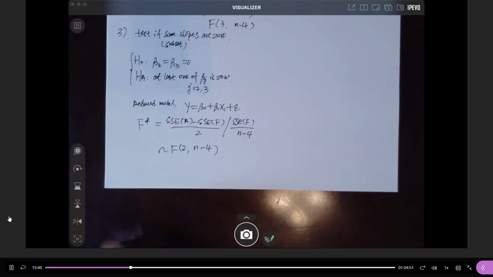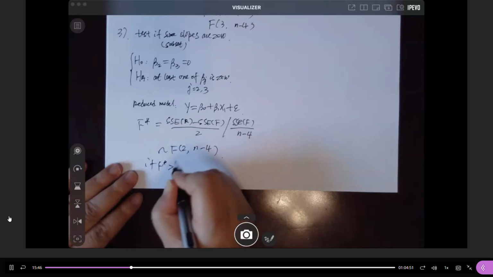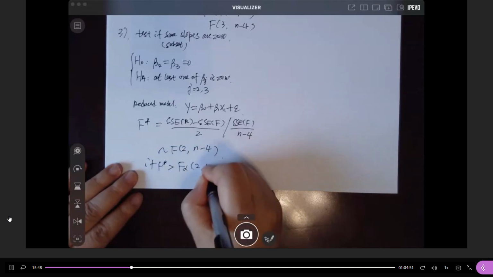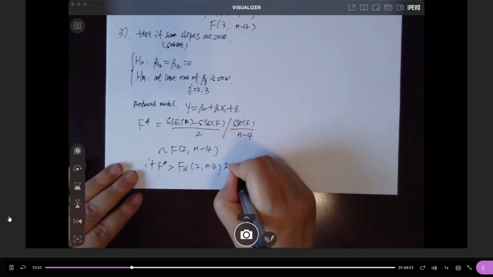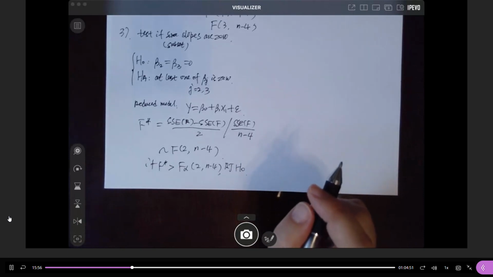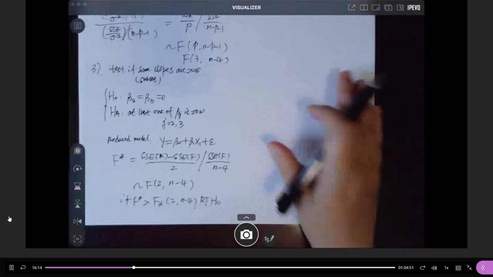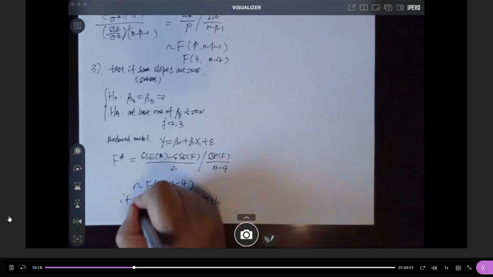Okay. So once you get this, you look up the table and find the threshold. If your F star is greater than the threshold of alpha, 2 and n minus 4, you reject. That's all it takes. To prove this follows an F distribution is more nested than the previous one. The ANOVA one is relatively easy, so we don't require you to do that. Just use the formula given to you to be able to perform an F test. That is good enough.